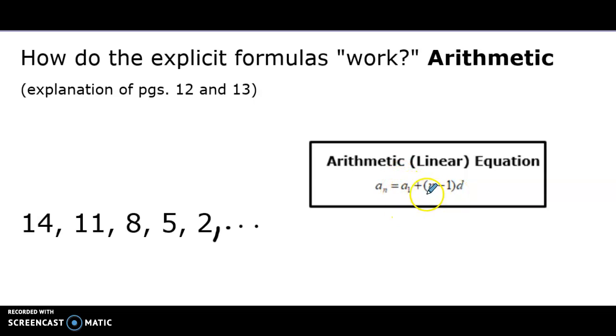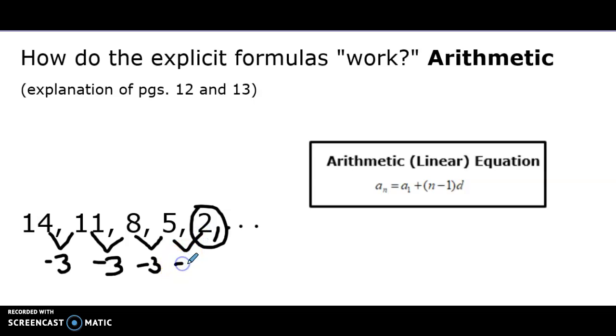Now, why n minus 1? What does that even mean? So if I'm saying a sub n, let's say I'm saying a sub 5. In other words, let's say I want the fifth term. Let's say this is my goal. I want to get to 2. Well, if I start at 14 and want to get to the fifth term, I would be doing that common difference between each term. I'd be subtracting 3 each time. Let's see how many times I do that for the fifth term. So from 14 to 11, I did minus 3. From 11 to 8, I'm doing minus 3. From 8 to 5, I'm doing minus 3. And from 5 to 2, I'm doing minus 3.